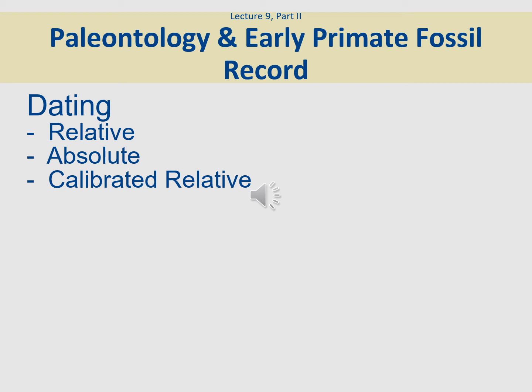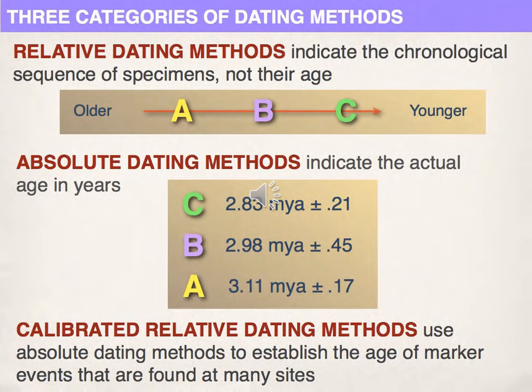All right, let's work on the next part of this lecture series on paleontology, on the early primate and the early primate fossil record. But let's focus on dating. Like, how do you know how old something is? And we have a few different types, like relative dating, absolute dating, and calibrated relative. We'll explain each one of these. So there are three basic dating techniques or types.